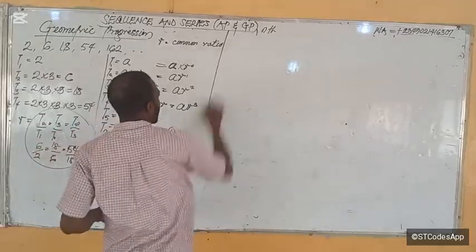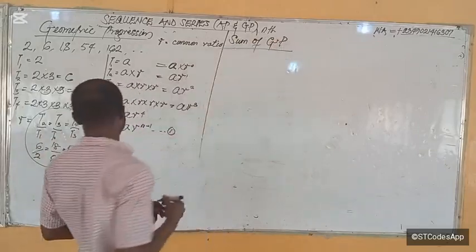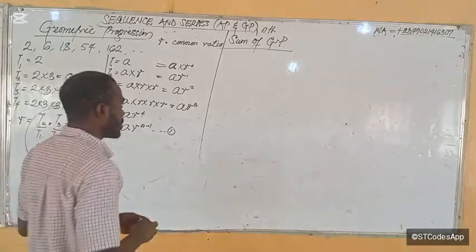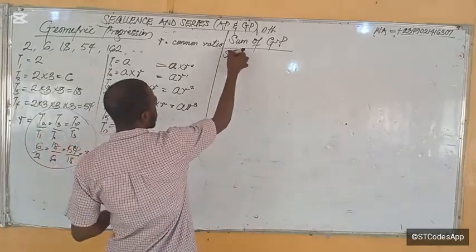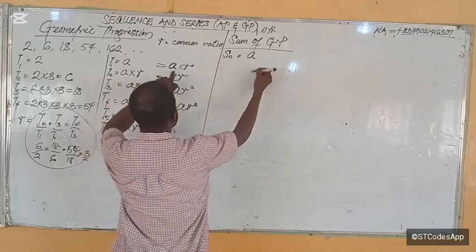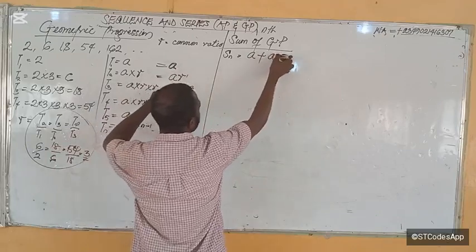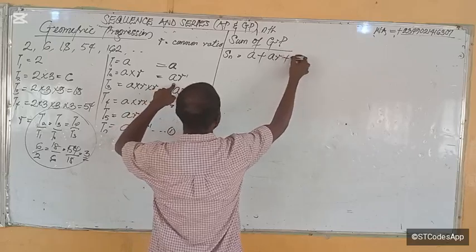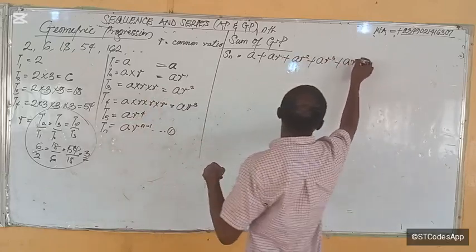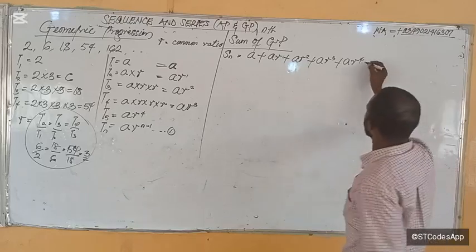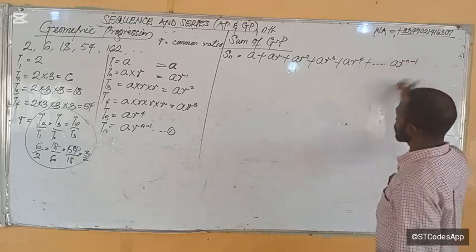Now, for the sum of a GP. What is the sum of a GP going to look like? Look at me. If I want to add up all of this, my expression, the sum will look like this. The first term, which is A raised to power 0, is A, right? So A plus the second term, which is AR raised to power 1, or AR, plus AR raised to power 2, plus AR raised to power 3, plus AR raised to power 4, plus, you can continue like that until we get to AR raised to power n minus 1.